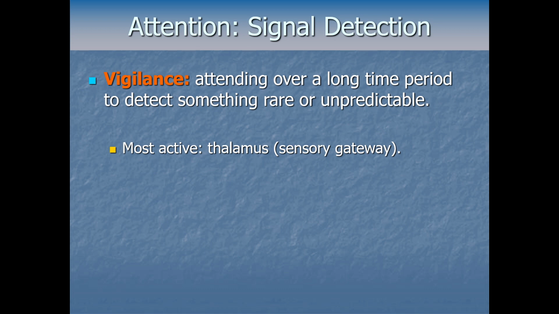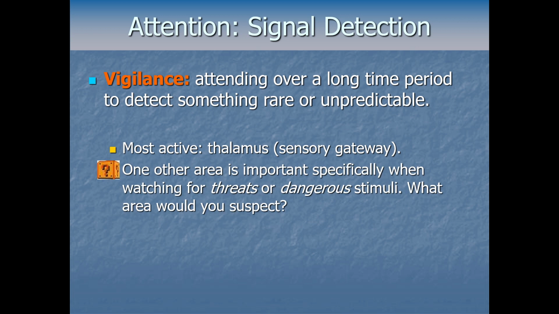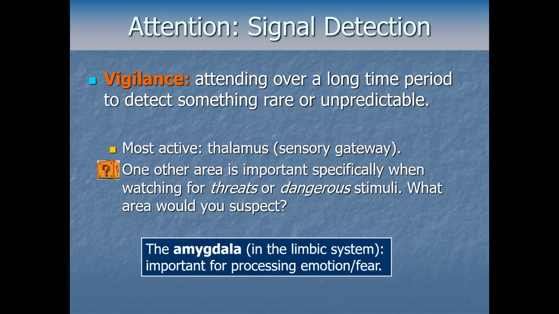But it turns out one other area is important specifically when we're doing a vigilance task, like watching for threats or dangerous stimuli or whatever. So what brain area might you suspect? Maybe pause and take a guess. And turns out it's the amygdala, that area in the limbic system that's important for processing emotion and fear.